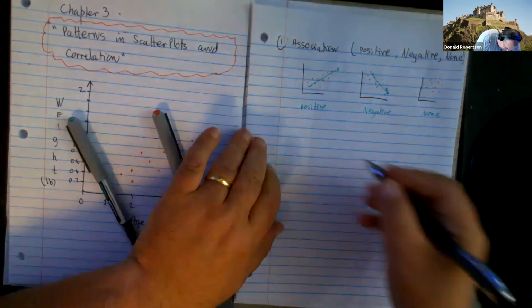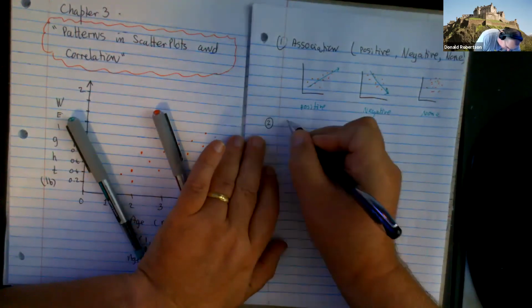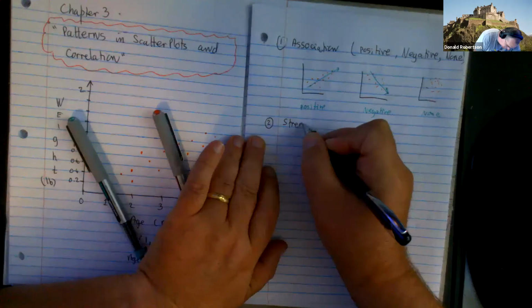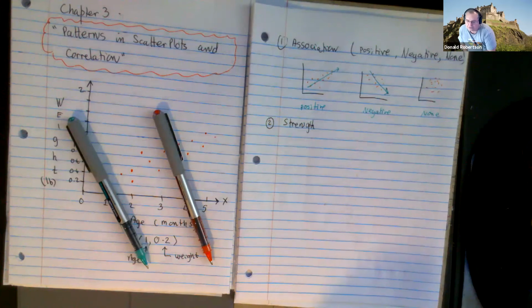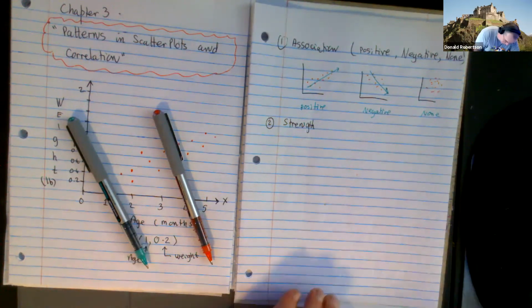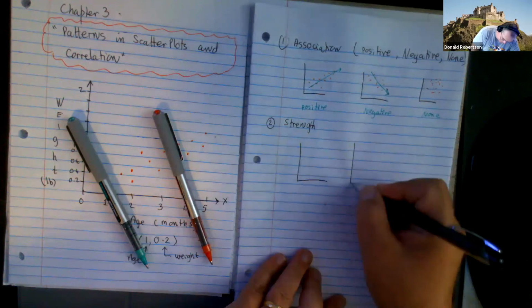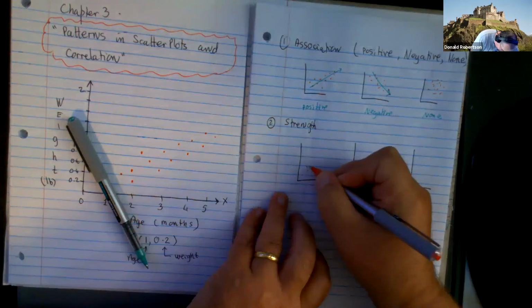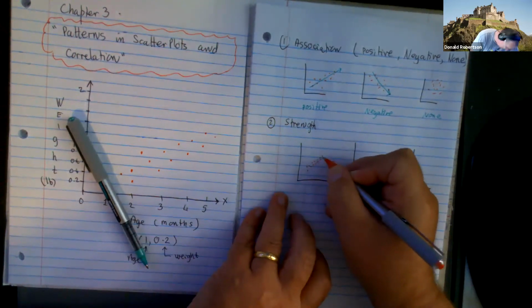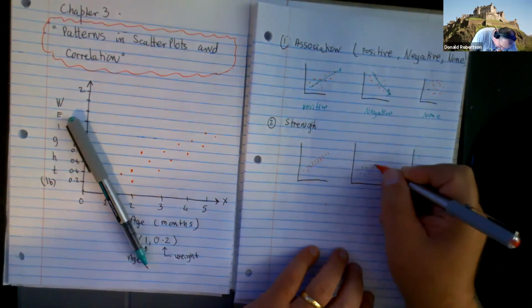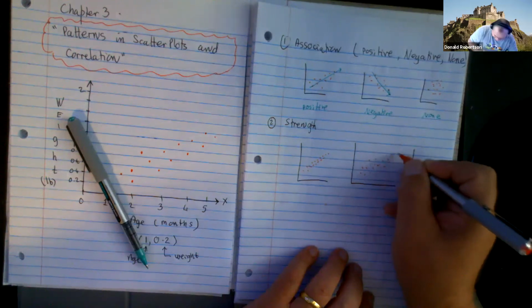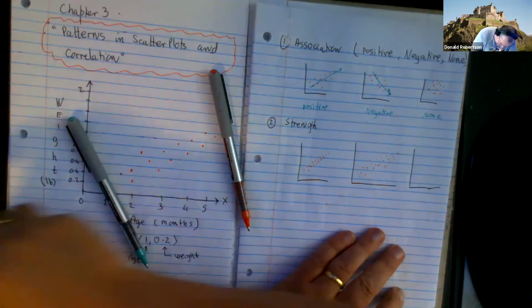Now, the second thing I'm going to add in is strength. What I'm talking about here is how strong is that association? So let's take positive, for instance. Can you imagine that it's positive and it looks like this? And then it's positive and it looks like this. And then, I need a bit more room for the last one, it's positive.